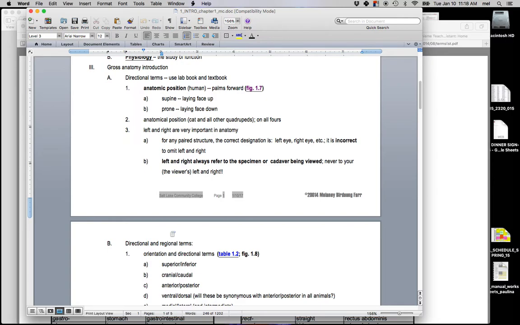This is what is called anatomic position. And no matter what my body position is, this is the front part of my body. Even if I'm laying down, I'm upside down, I'm standing on my head, this is the front of my body, also called the ventral surface. And then palms forward, toes forward, face forward. This is not comfortable, but this is anatomical position.